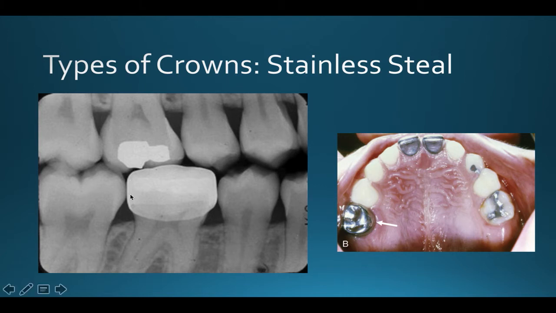So here on tooth number 30, I have my stainless steel crown. Notice it's not perfectly fit to the tooth. Hopefully this is just a temporary crown, because we already know what can happen to a crown if it isn't properly contoured to the tooth. We can get bone loss and it can become a plaque trap. Here we have a picture. You can see the arrow pointing to a stainless steel crown. This is what it would look like clinically.